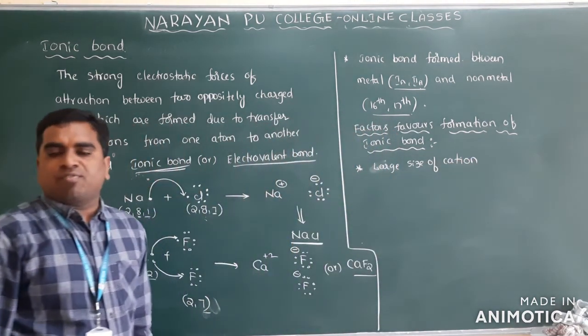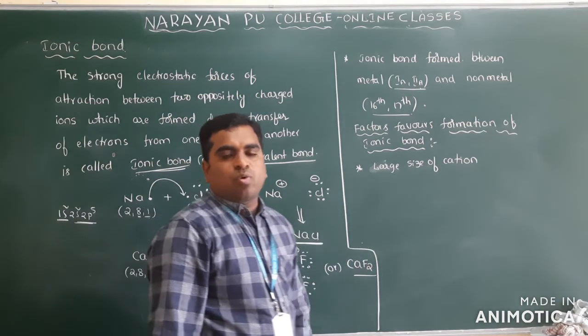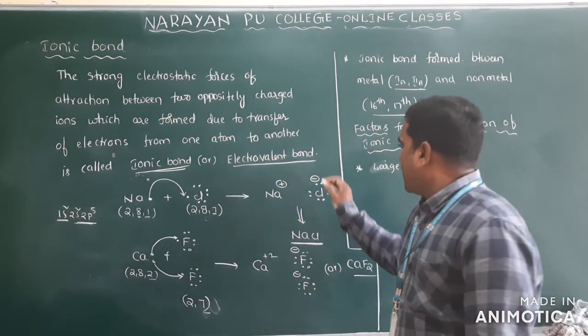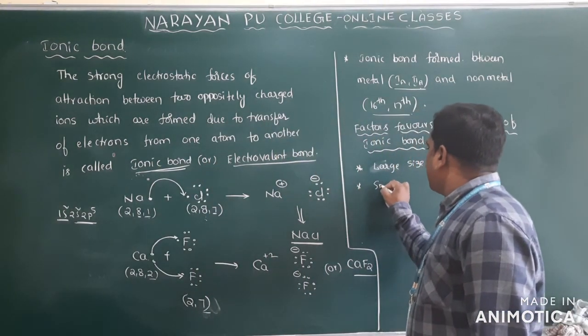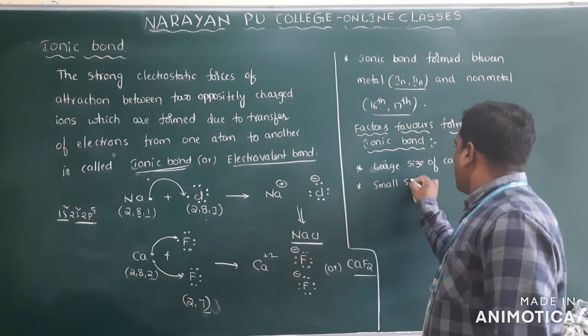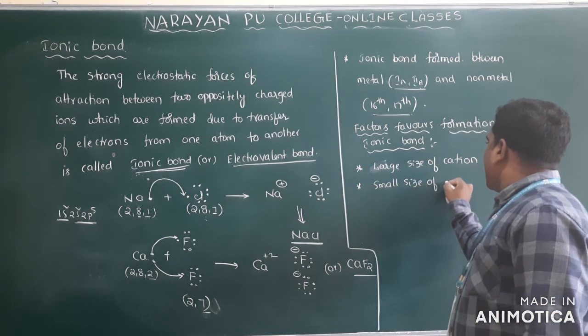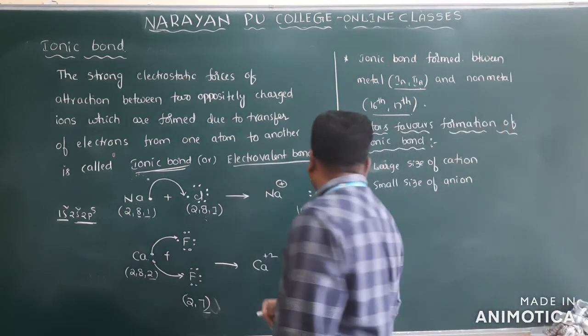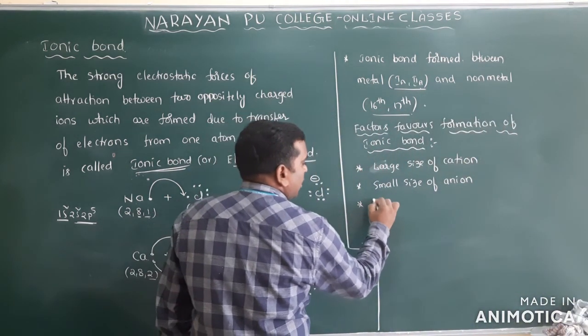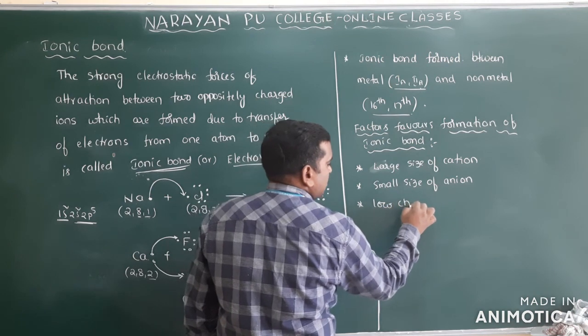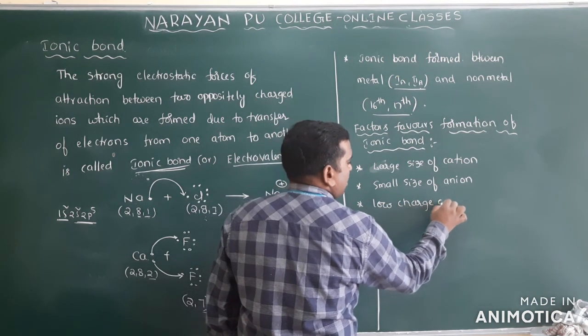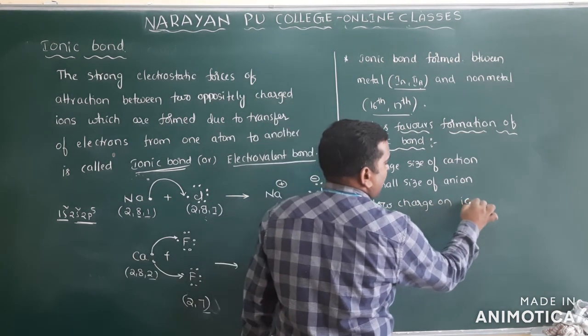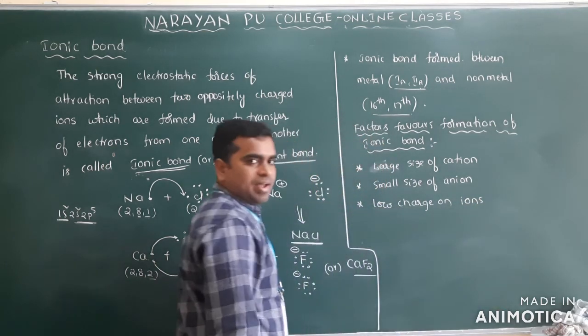Large size of cation favors which bond here? Covalent bond. Sorry, ionic bond. And small size of anion, exactly the opposite. Why it is reversed, we will also discuss. And the next one: low charge on ions. Ions means both the cation and anion.